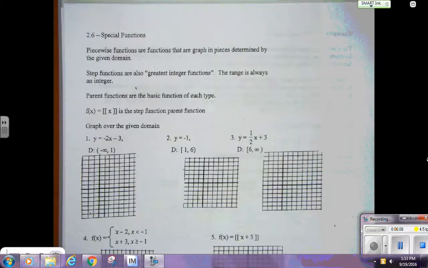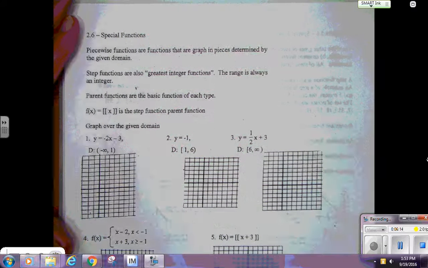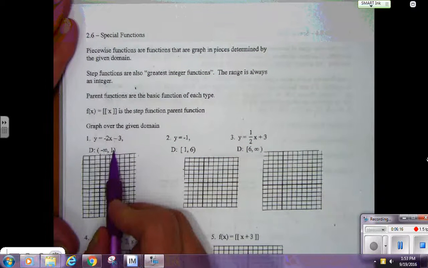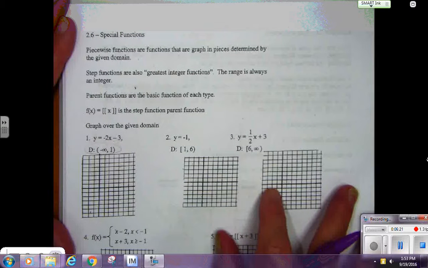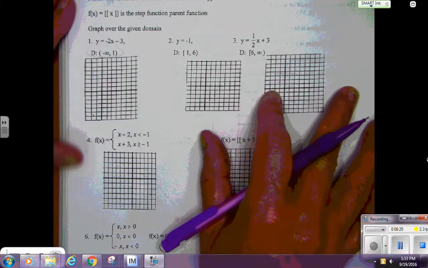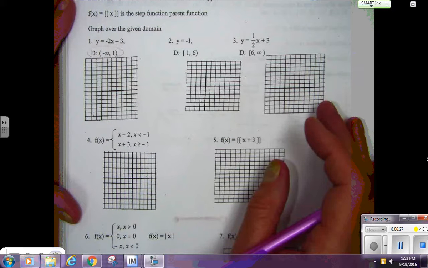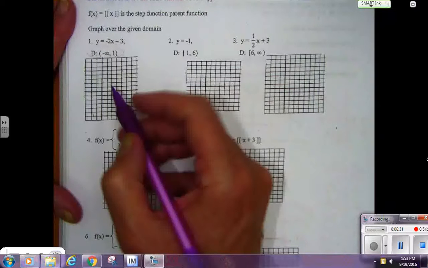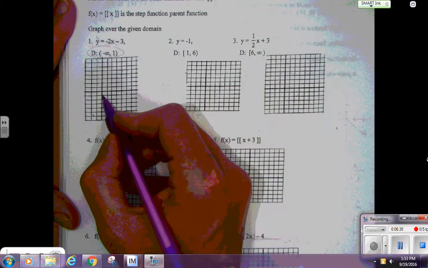Okay, so starting on this first part, we're going to graph over the given domain. Y equals negative 2x minus 3, and the domain they want you to show is from negative infinity to 1. This is interval notation that they're showing you what domain to graph over. Okay, so I'm just going to graph the whole line that they give me, and then I'm going to go back and erase the part that I don't want. Okay, just as a first step. After a while, you'll get used to it, and you won't have to do that as much. But just to start, that's how we're going to do it.